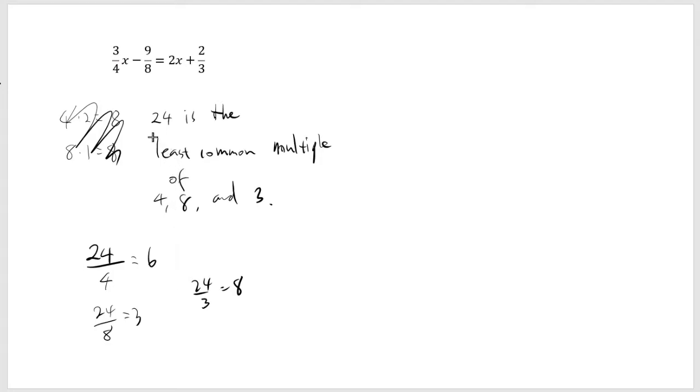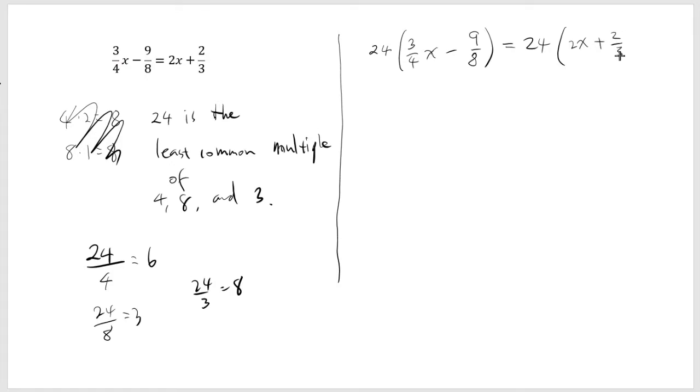Now, if you try to get something smaller, you'll quickly find that it's not possible. Say it's 12: 12 divided by 4 is 3, that's okay, but 12 is not divisible by 8. 12 over 8 is like 3 over 2, so it doesn't work. Alright, so 24 seems to be the least common multiple. Once you have figured that out, you want to multiply both sides by 24, and these annoying denominators will all cancel. They're going to go away.